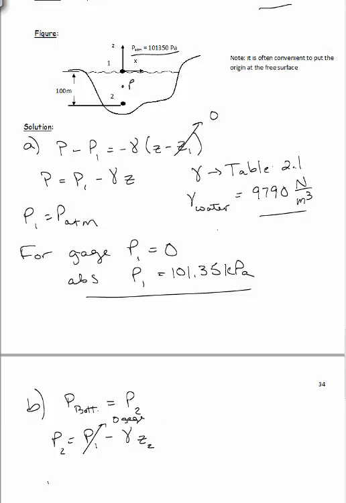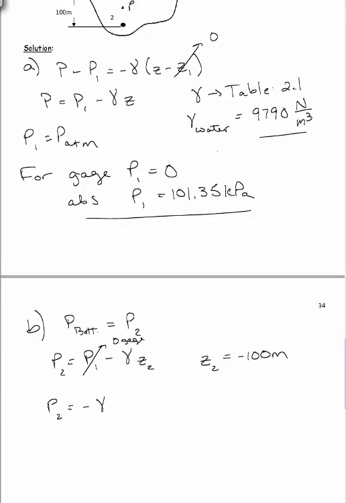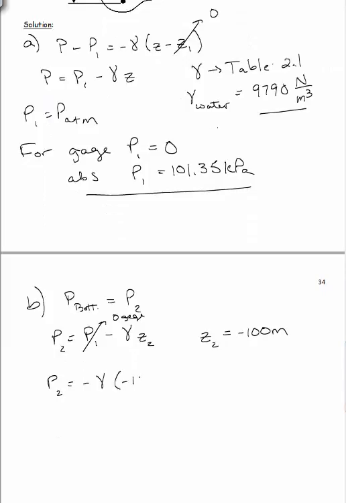So we can say then our P2 equals minus gamma Z2, and our Z2, looking at our coordinate system, is actually minus 100 meters. So be careful with your sign on this. Minus 100 meters. So our answer here, plug in the 9790, multiply by 100, and you're going to get 979 kilopascals. So about 10 atmospheres.